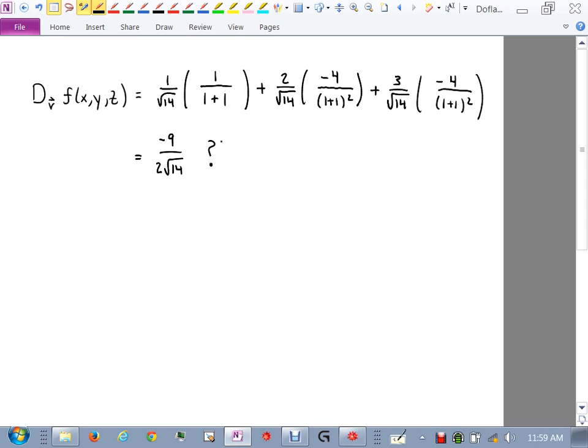That's a question. I'm not sure if anyone else got that. Yes, because you'll get 14 on the bottom, and then that'll hit the 2 and become 28. So you got negative 9 root 14 over 28? Yes, that's right. So this looks good.